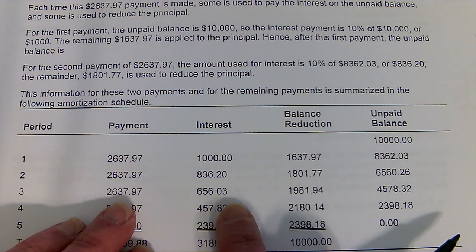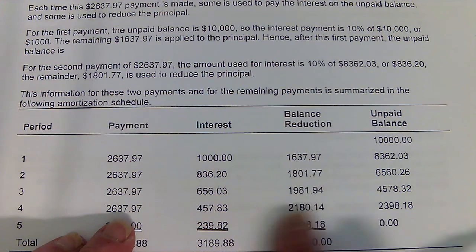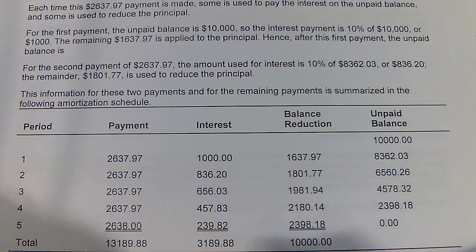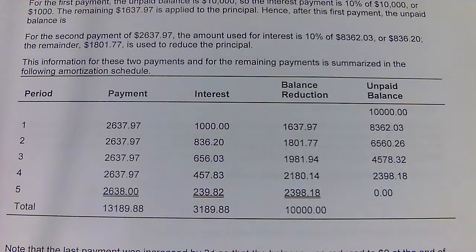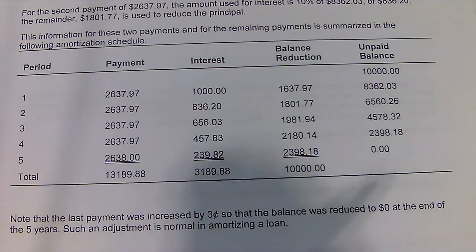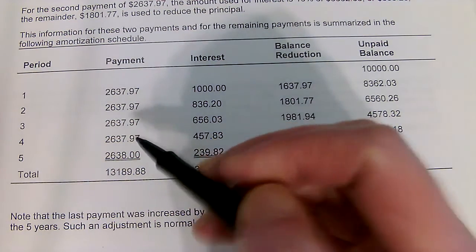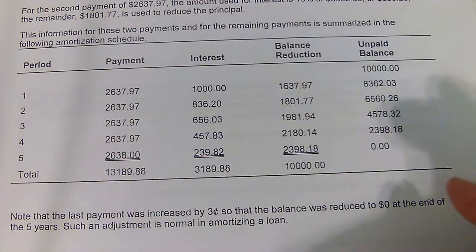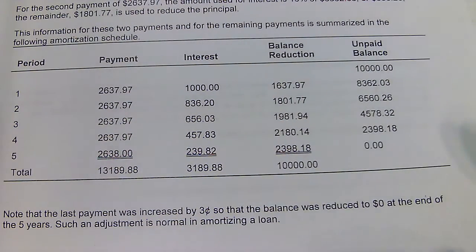10% of that would be the interest for the next payment, leaving us here, and so forth until it's all paid off. Note that the last payment increased by 3 cents, so the balance reduced to zero. That happens a lot because when we figure out the payment, we're rounding, and sometimes it doesn't come out even.